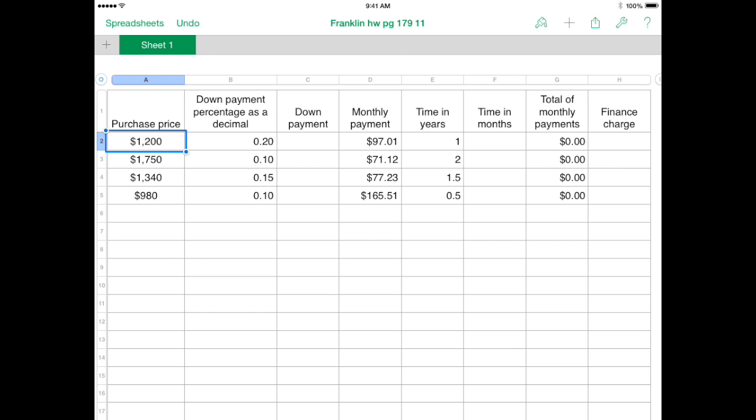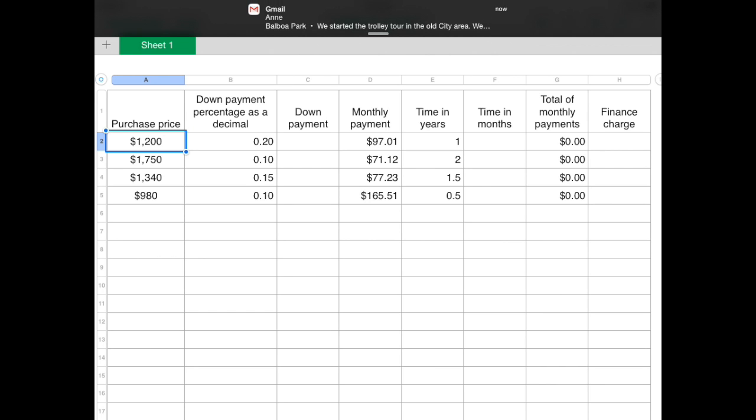We have a spreadsheet that is already partly built for you. I've put the info from the book problem, page 179, number 11, into the spreadsheet already to save us some time. Our job is to fill in the blanks. We are going to do this using formulas rather than doing the math by hand.